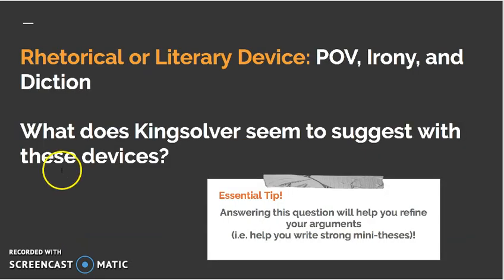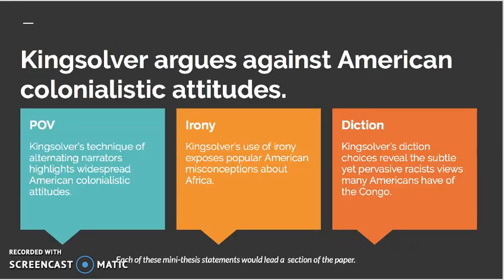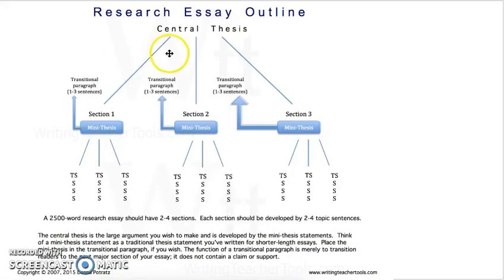A second approach would be taking a look at rhetorical or literary device. So in this case, I chose point of view, irony, and diction. And we always want to ask that so what question. So what is Kingsolver trying to suggest with these devices? Again, we need to make sure we ask that question so we actually have arguments in each one of those mini thesis statements. So perhaps your answer to that question is that Kingsolver argues against American colonialist attitudes. So that would be our larger central thesis. So thinking back to this outline, that would be our larger central thesis.